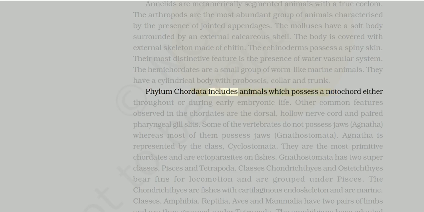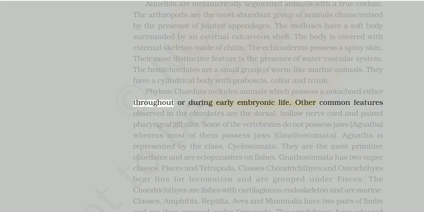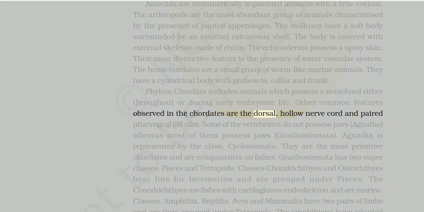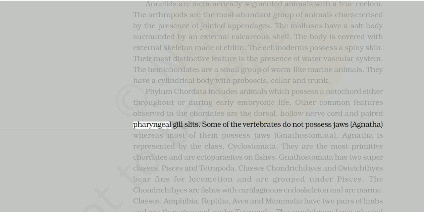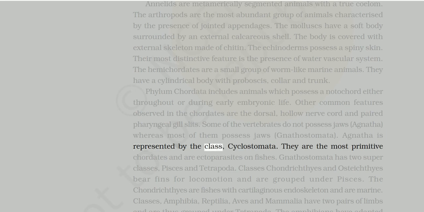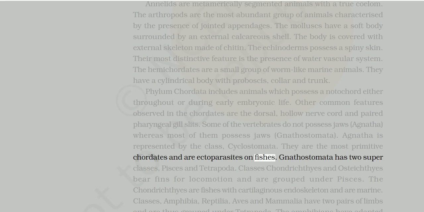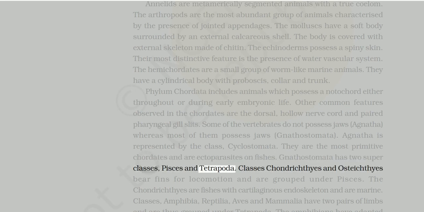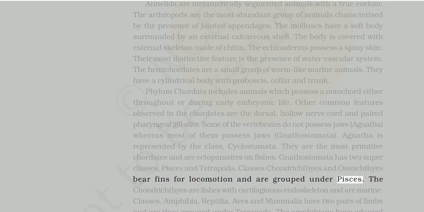Phylum Chordata includes animals which possess a notochord either throughout or during early embryonic life. Other common features observed in the chordates are the dorsal, hollow nerve cord and paired pharyngeal gill slits. Some of the vertebrates do not possess jaws, Agnatha, whereas most of them possess jaws, Gnathostomata. Agnatha is represented by the class Cyclostomata. They are the most primitive chordates and are ectoparasites on fishes. Gnathostomata has 2 superclasses, Pisces and Tetrapoda. Classes Chondrichthyes and Osteichthyes bear fins for locomotion and are grouped under Pisces.